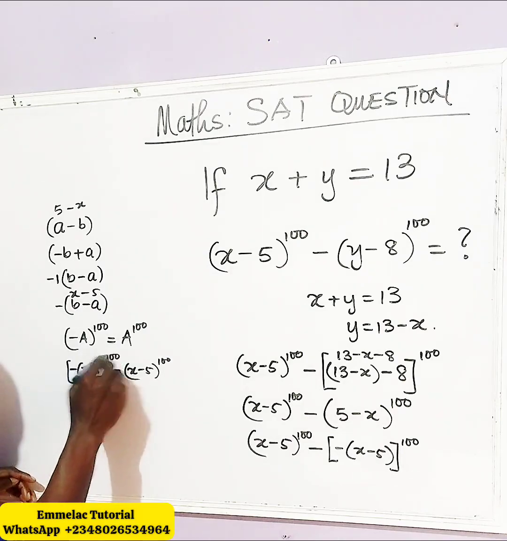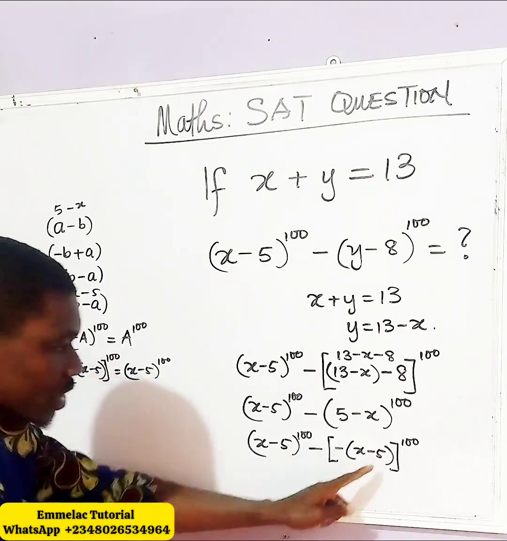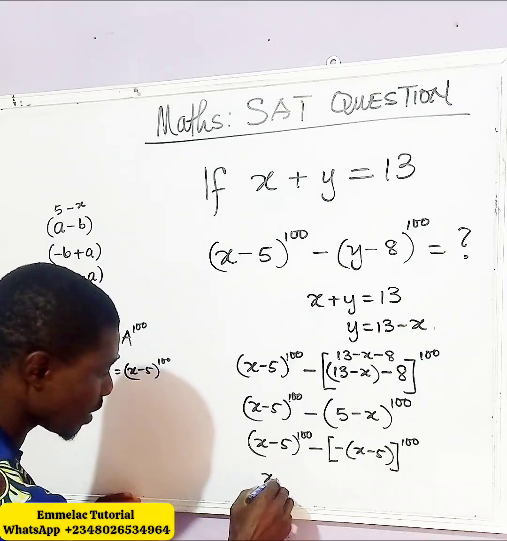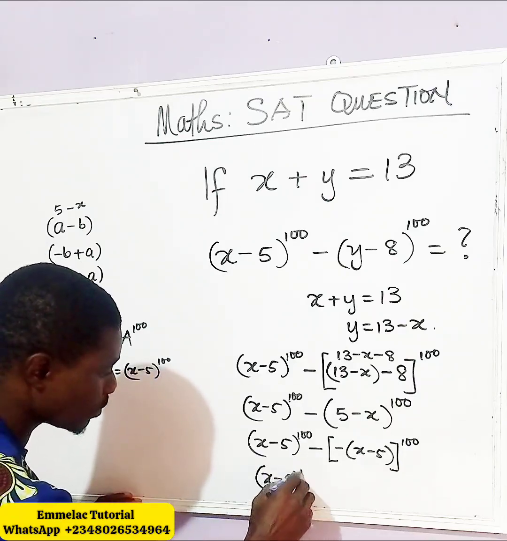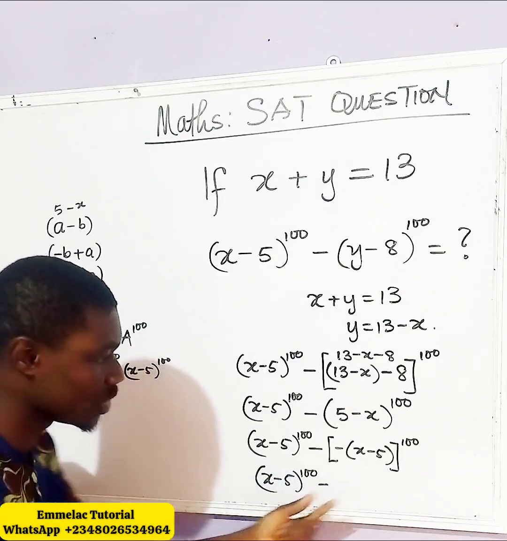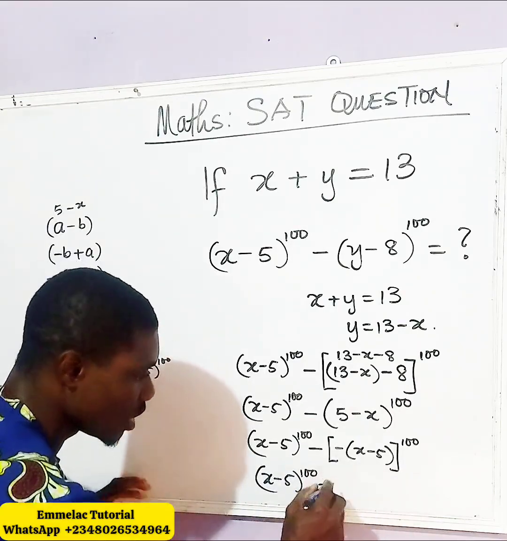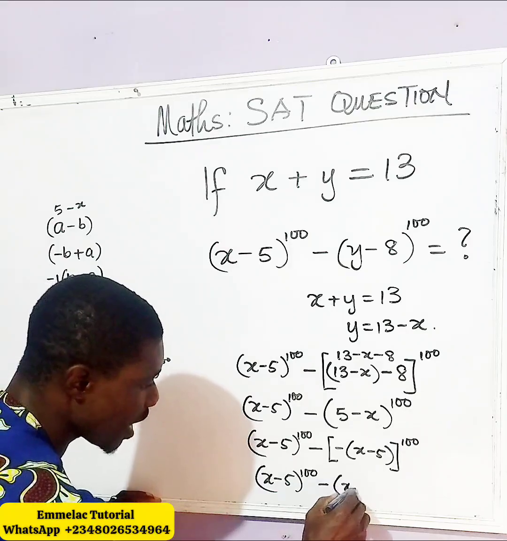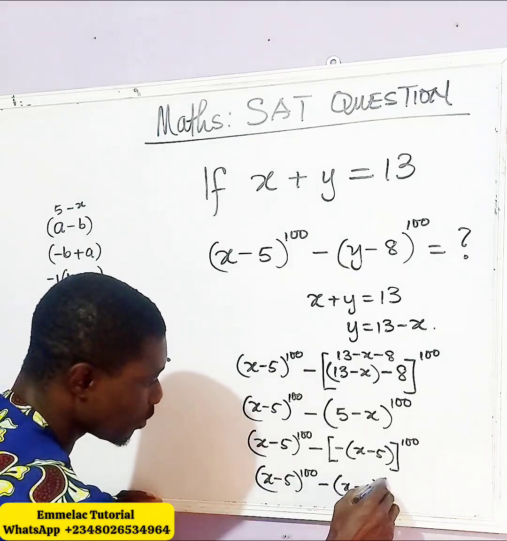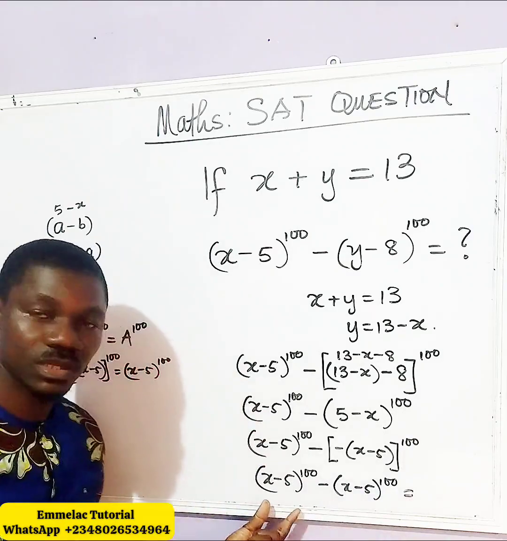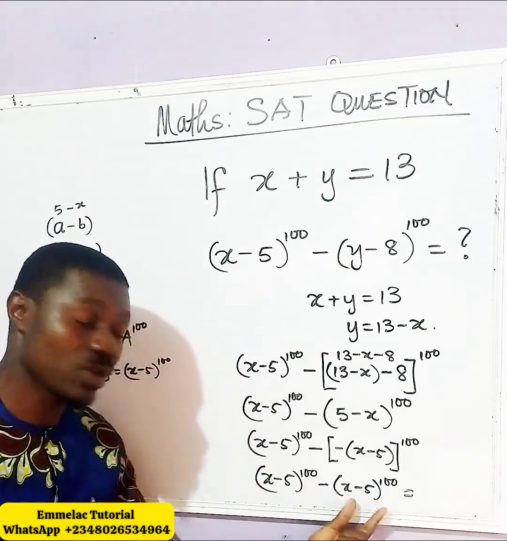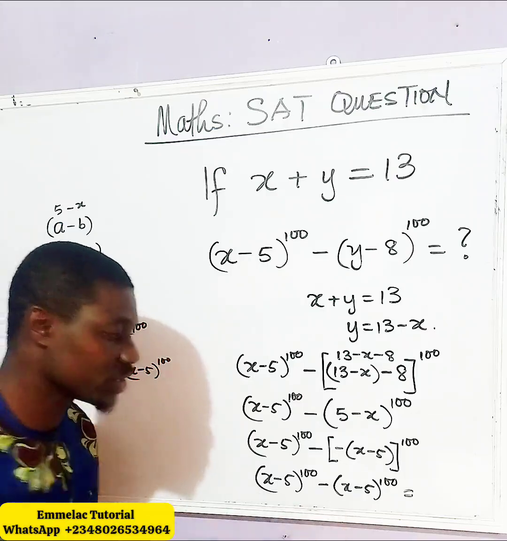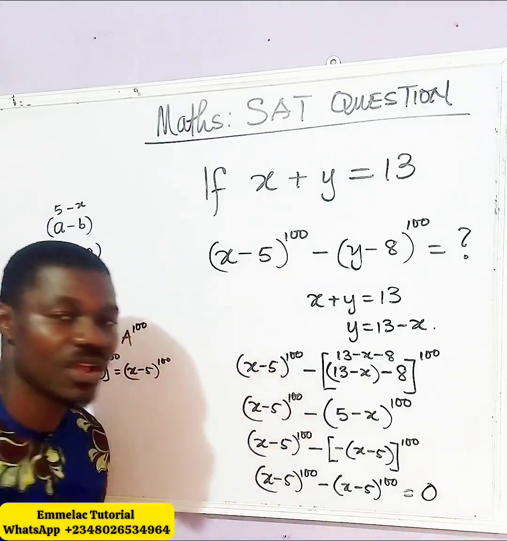So the whole of this again is (x minus 5) all raised to the power 100 minus, since the whole of this is the same thing as this, (x minus 5) all raised to the power 100. Since we have the same term here, this minus this will give us 0. Final answer.